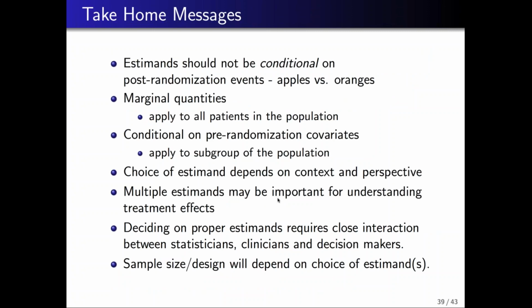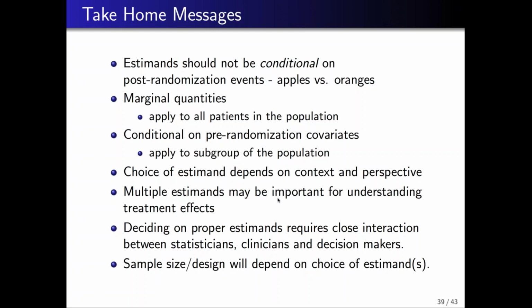So the take-home messages that I'd like to share is that the estimand should not be conditional on post-randomization events. You don't want to compare apples versus oranges. They should be marginal quantities, which apply to all patients or the population, or if you're doing subgroup analysis, it should be based upon pre-randomization covariates, which apply to the subgroup of the population. So you can think about the potential outcomes as being pre-randomization covariates, and that's where you get yourself into the principal stratum causal effects.